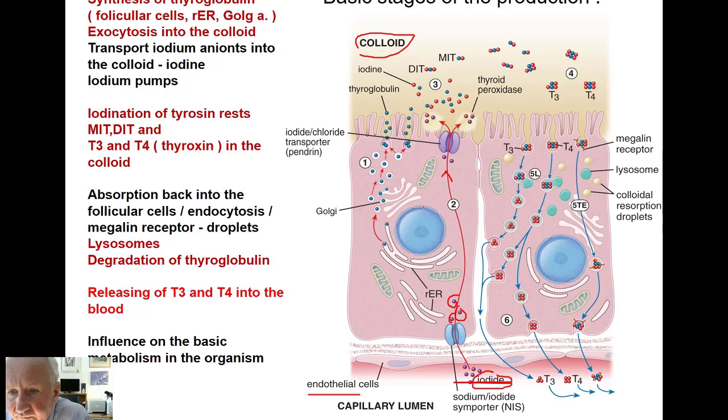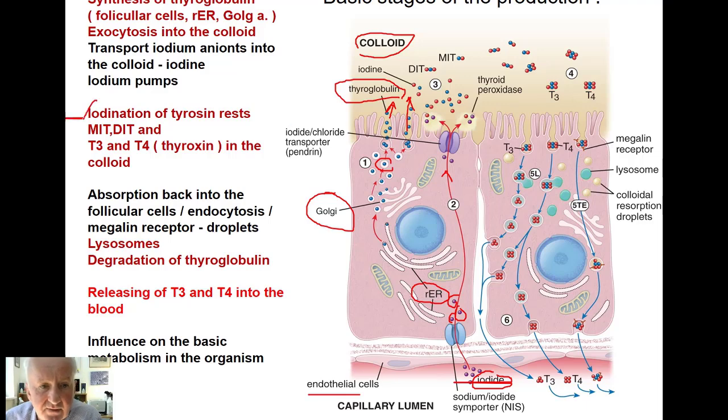The second is the rough endoplasmic reticulum in the cells and the Golgi apparatus, producing a very important protein, thyroglobulin. You see the rough endoplasmic reticulum transports this thyroglobulin into the Golgi apparatus, vesicles in the Golgi apparatus, and they are transported to the surface, and thyroglobulin is released out from the cells into the colloid.